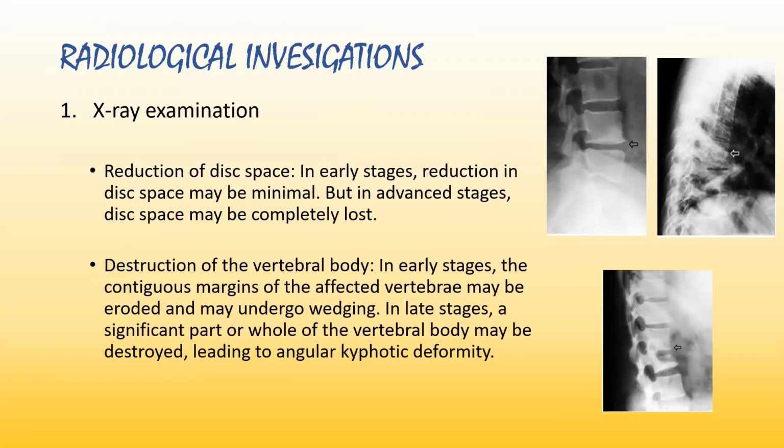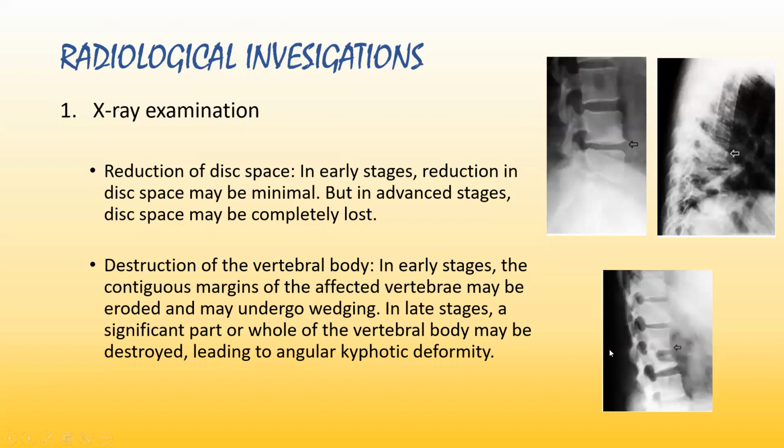In early stages, this one is early stage. In early stages, reduction in disc space may be minimal, and may be detectable only on comparing the height of the suspected disc with those above and below it. But in advanced stages, this is the advanced stage, the disc space may be completely lost. Reduction of disc space is an important sign because in other diseases of spine, the disc space is well preserved.